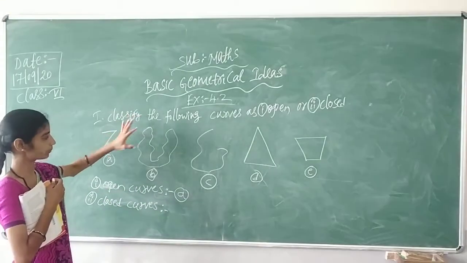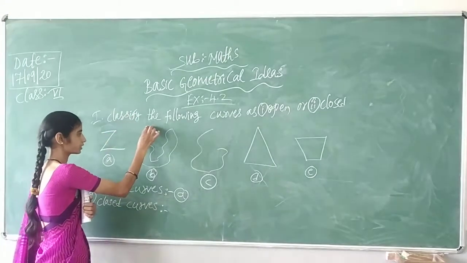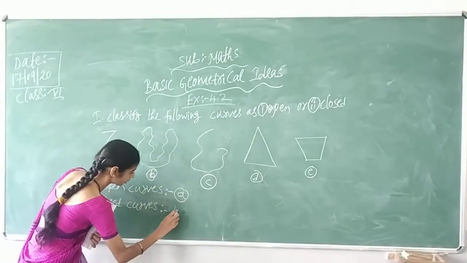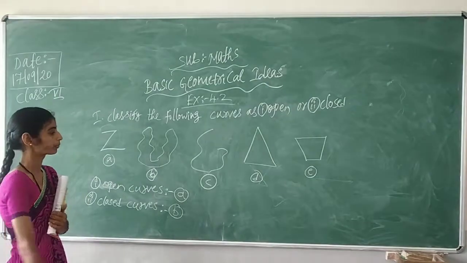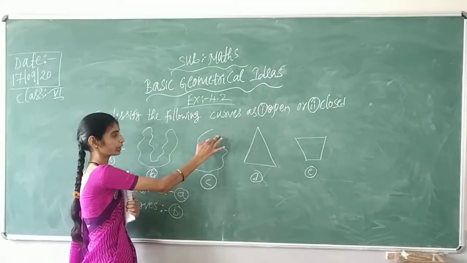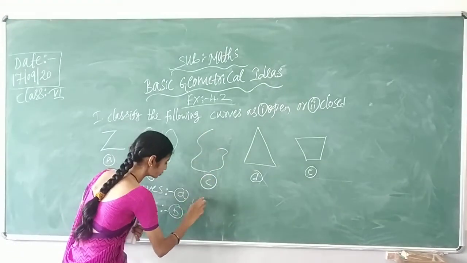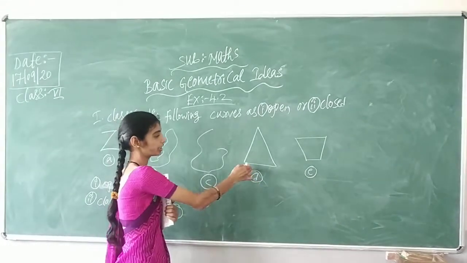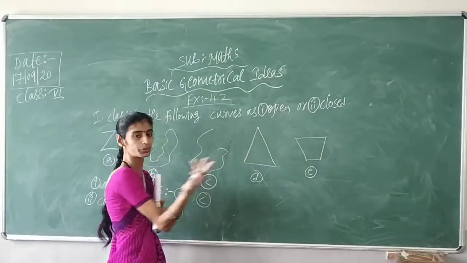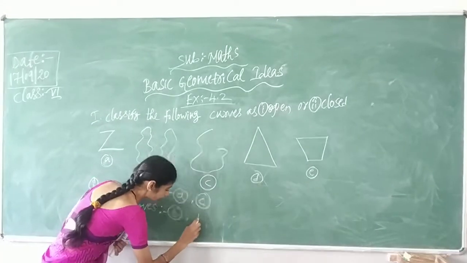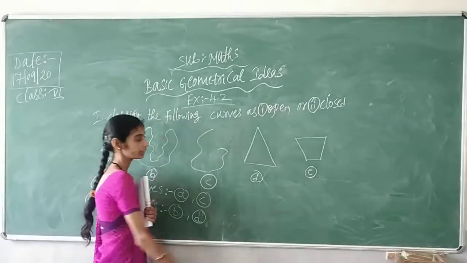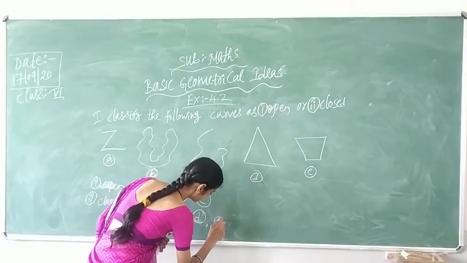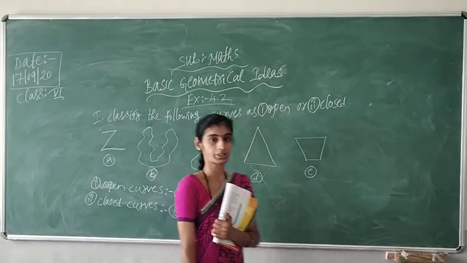Then come to figure B. Yes, you all can see it is a closed figure. Fully, completely, it is a closed figure. So figure B is a closed figure. Then come to figure C. Yes, you can see here it is opening. So figure C is an open figure. Then D, children. Yes, you can see it is a closed figure. Then E, children. Yes, by seeing only you can see again it is a closed figure.